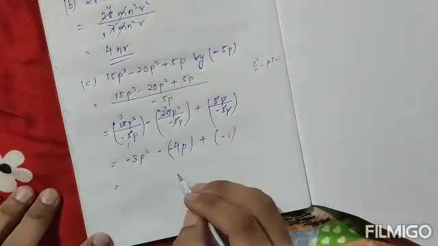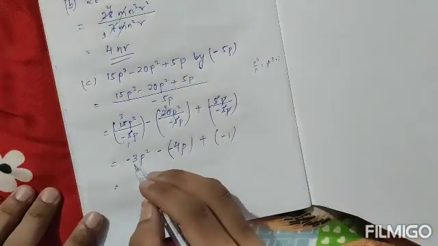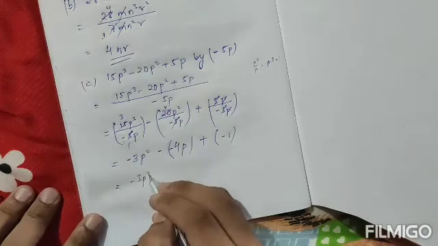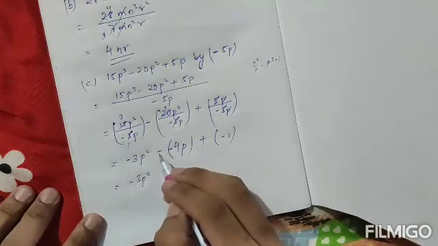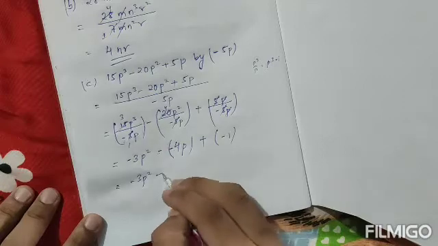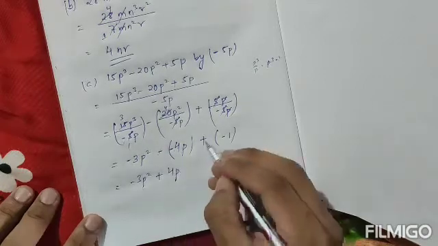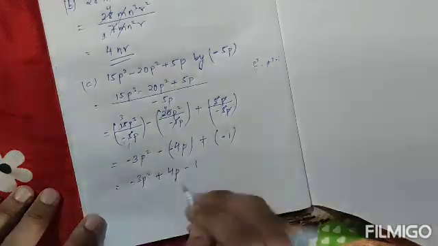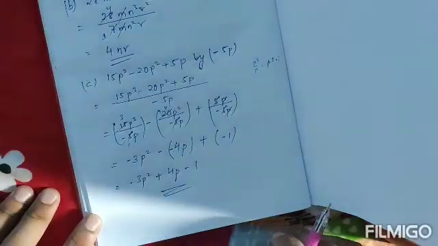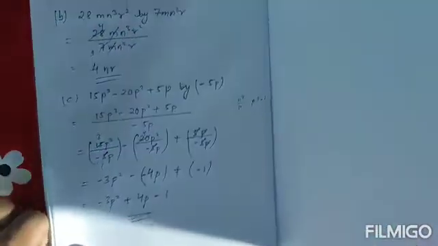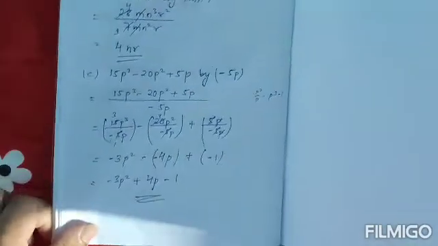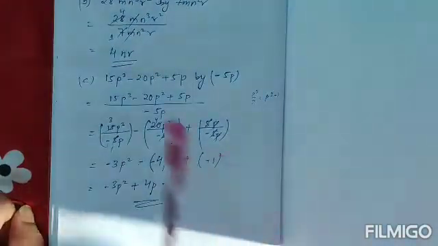Now we'll open the bracket. So this is minus 3p square. Here we have minus, and here also we have minus. Minus into minus is plus 4p. Then here plus into minus is minus 1. So what is the answer? It is minus 3p square plus 4p minus 1, okay?